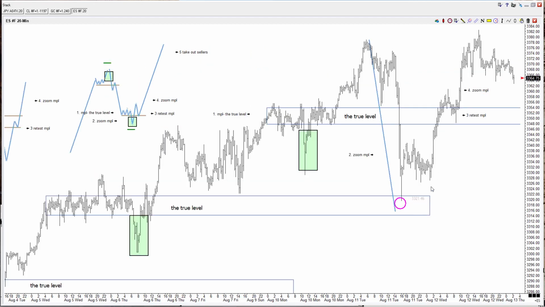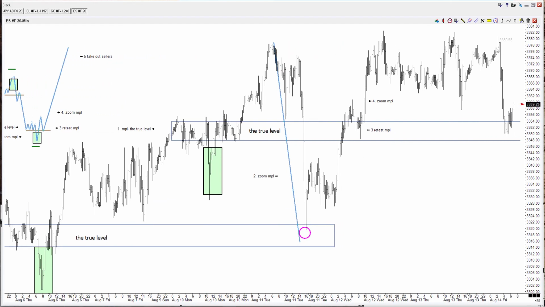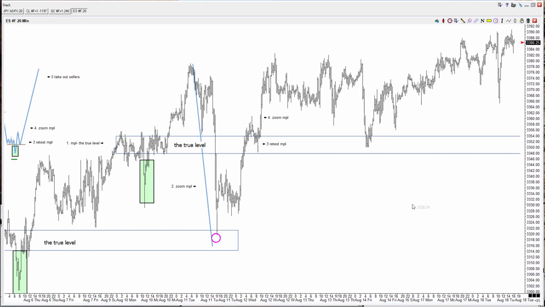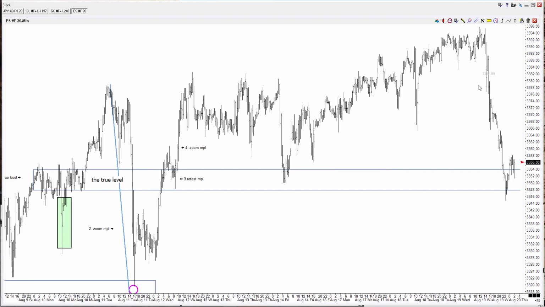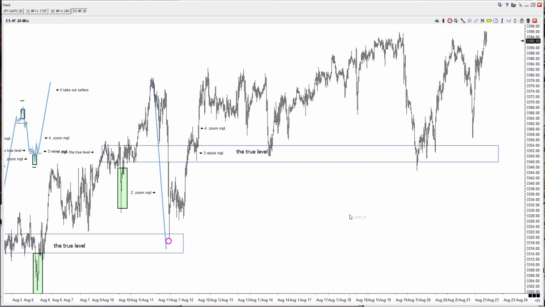And so later on, after I posted this, this level becomes something to watch anytime price dives down to it. So let's take this to current. In the recent shebang last week, this was the true level to watch, and it was the true level I marked live and posted. It's still our true level.